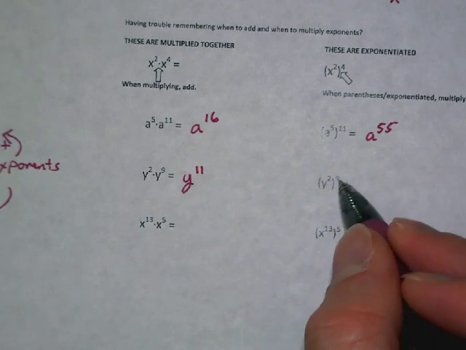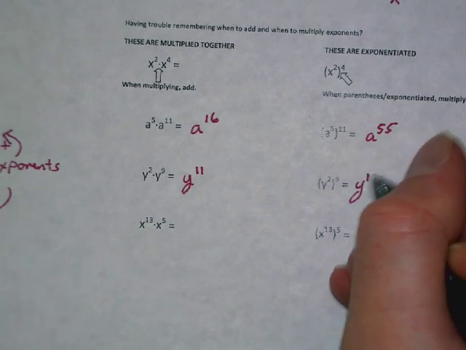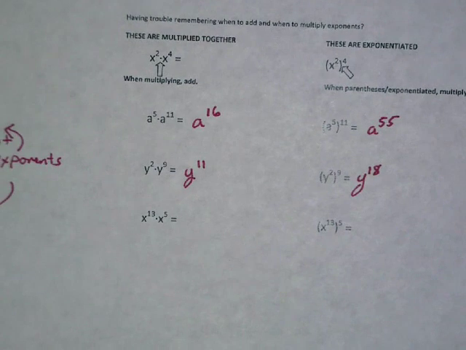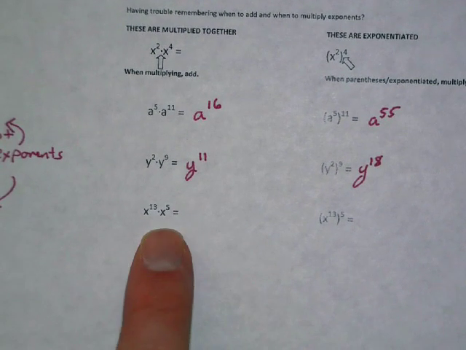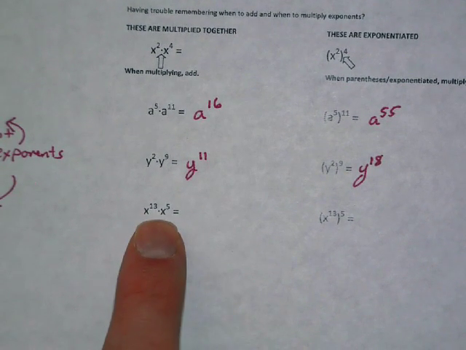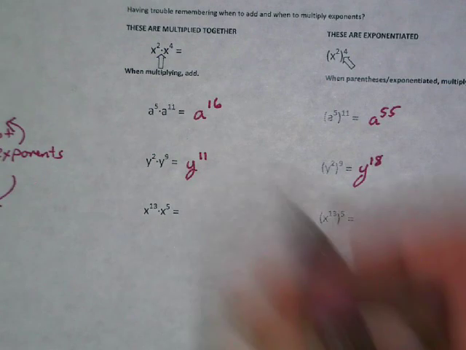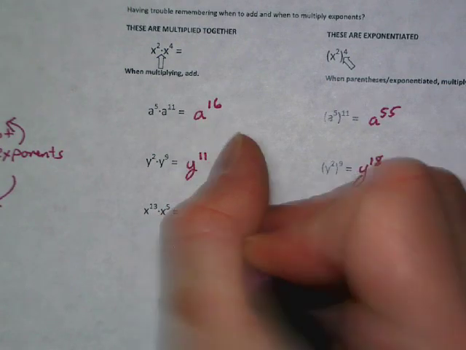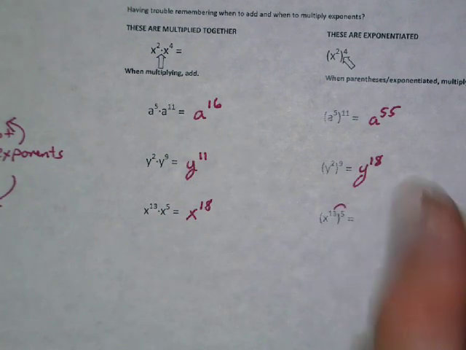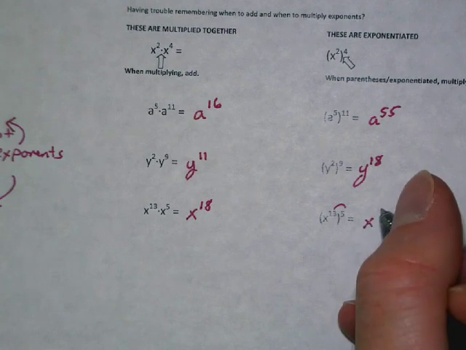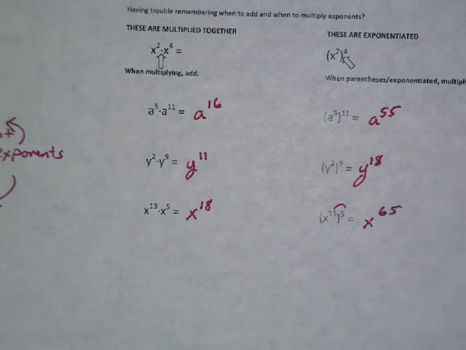So the next row, 2 plus 9, that becomes y to the 11th. This one we're multiplying them, 2 times 9. So y to the 18th. And then third row, add these exponents. So 13 plus 5, 18, and then multiply these. And that should give you 65. So x to the 65th.